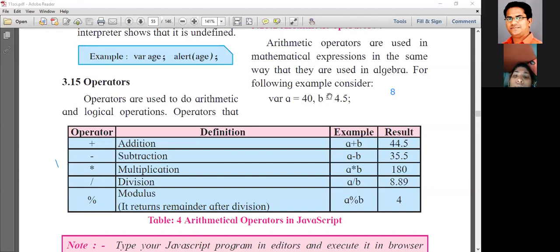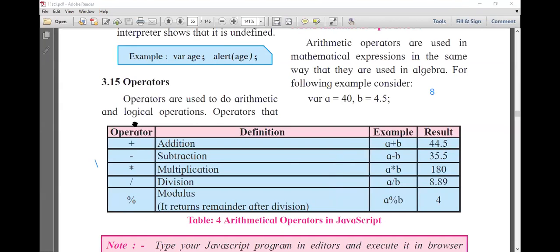So what is the purpose of this assignment operator, the equal to operator? The equal to operator is used as an assignment operator to assign any value to a variable. So this equal to has a specific purpose in JavaScript. Similarly, if you want to do calculations in JavaScript, then there are mathematical operators we can use. See here in this table: the operators are listed, here the definitions are given, here the examples, and here the result.